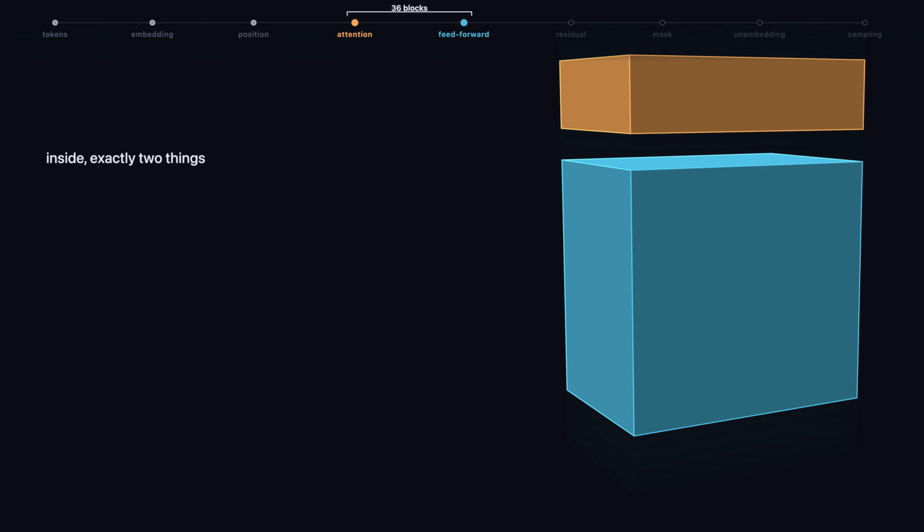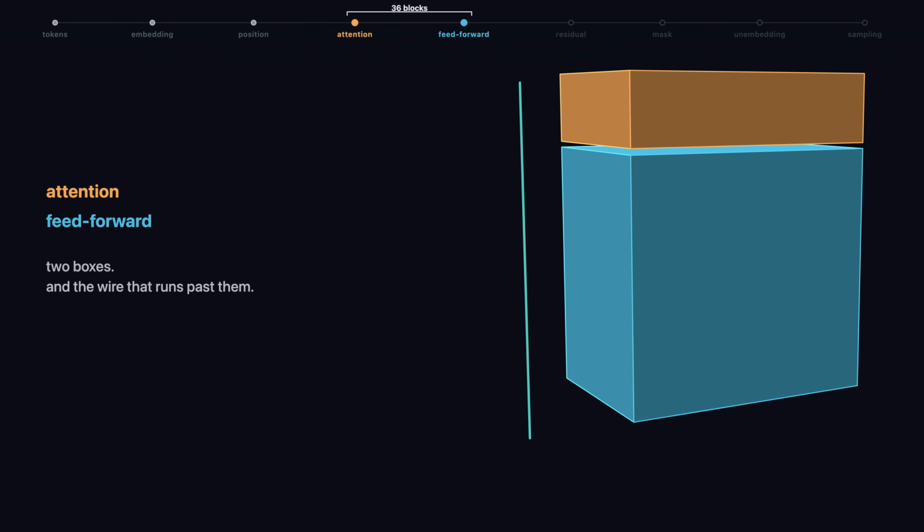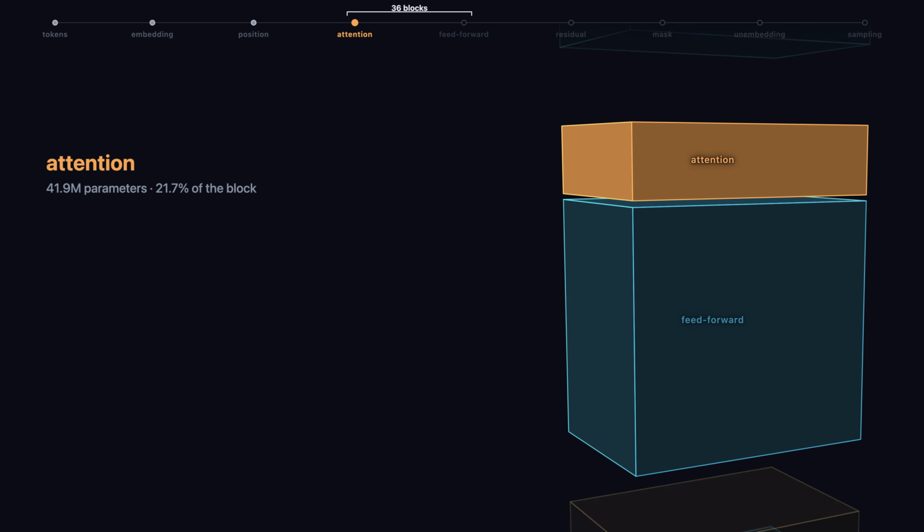And inside, there are exactly two things: attention and the feed-forward network. Everything you have heard about transformers is about those two boxes and the wire that runs past them. Start with the smaller one.